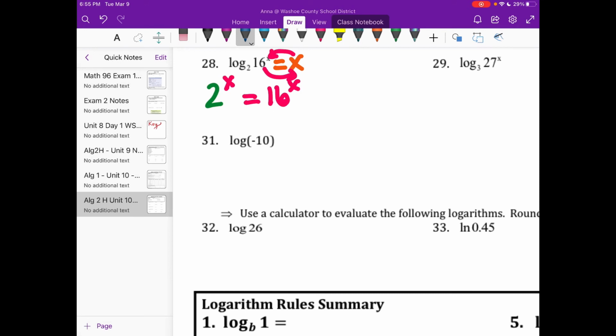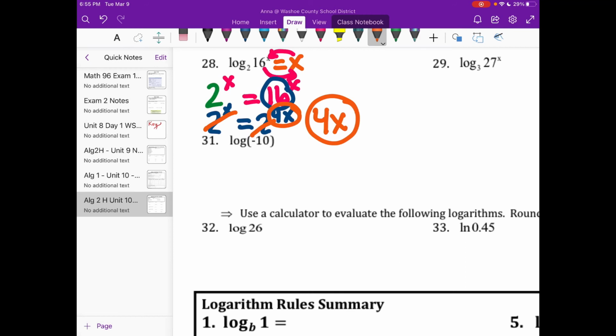Okay, so 2 to the x equals, let's go ahead and change this guy to also be a 2, right? So 2 to the x equals, well, 16 is 2 to the 4, and then you're going to have your x. Okay, so the two bases, right there, are going to cancel each other, and you're just going to be left with this guy, the 4x.